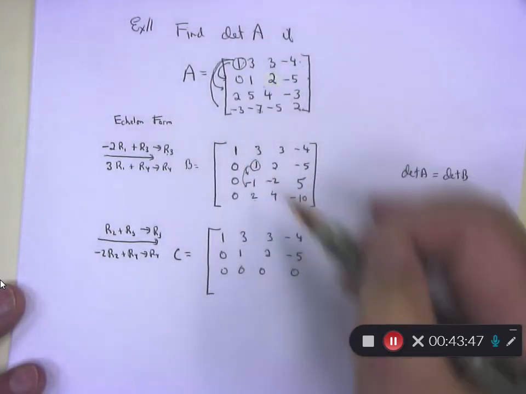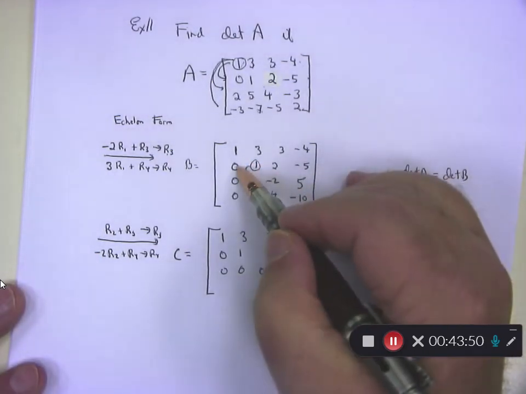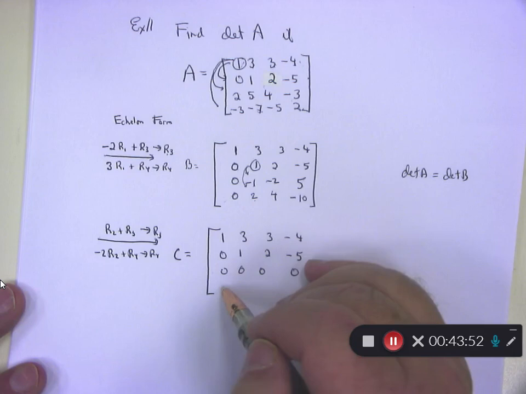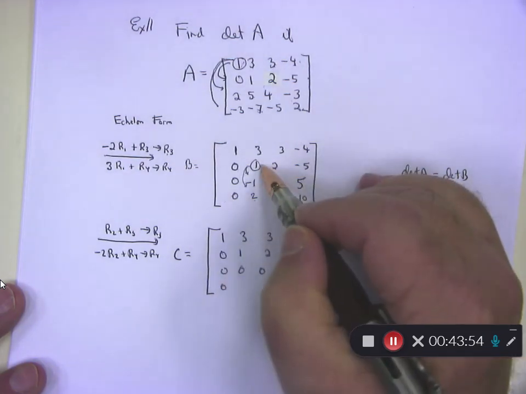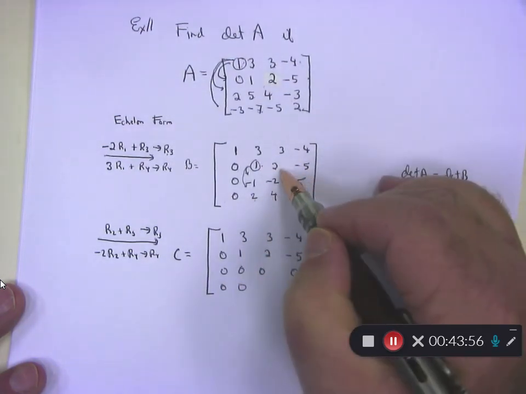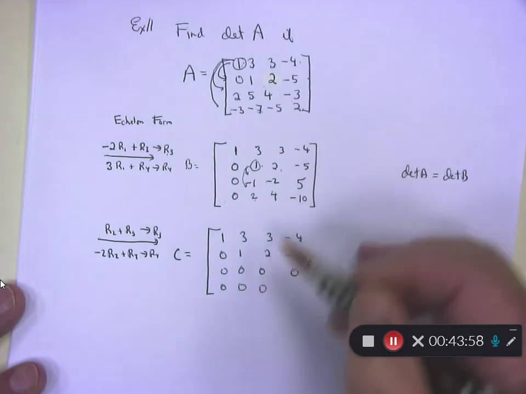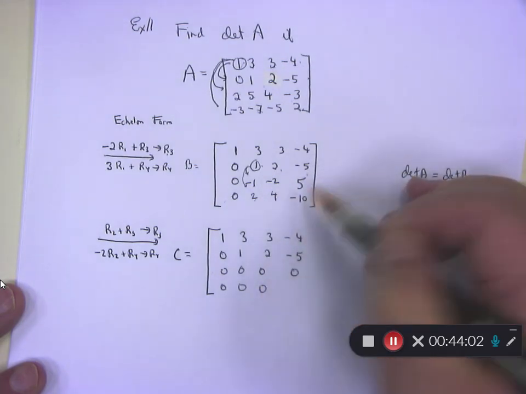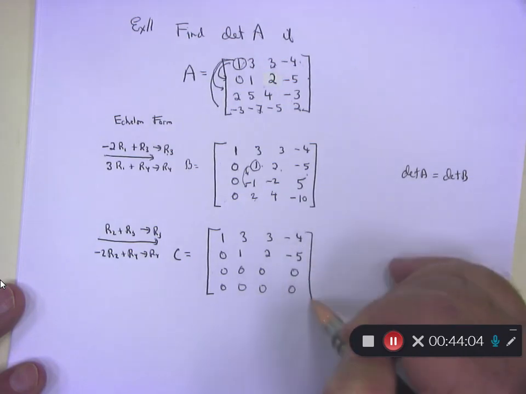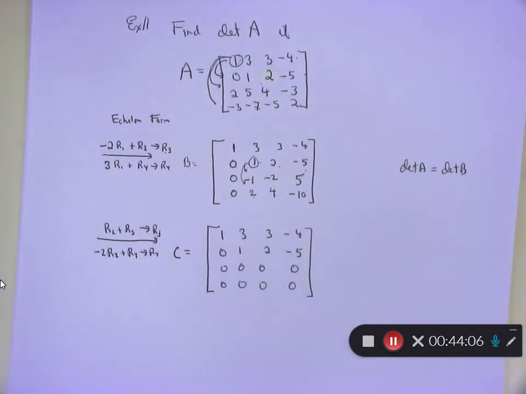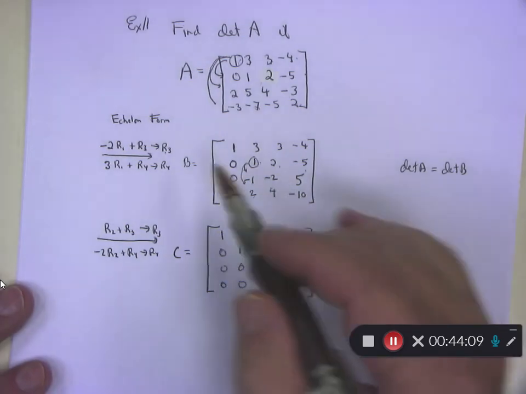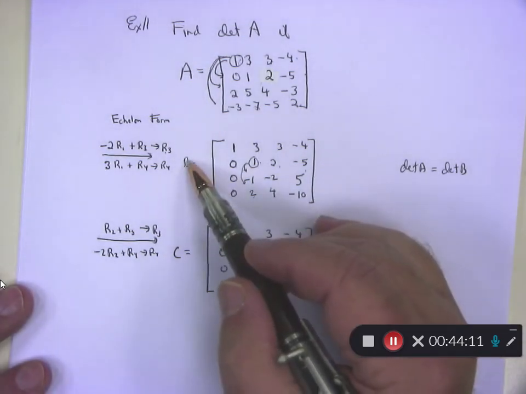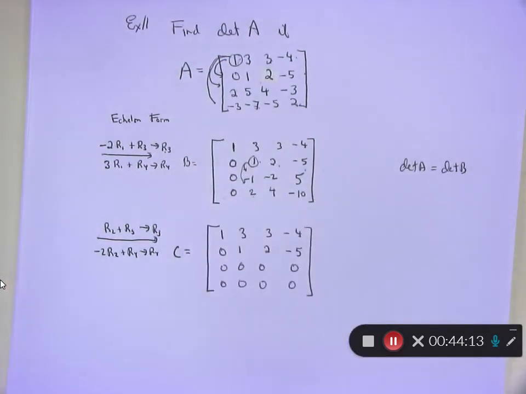And now I'm going to sweep down just to finish my job. Negative 2 times 0 is 0 plus 0 is 0. Negative 2 times 1 is negative 2 plus 2 is 0. Negative 2 times 2 is negative 4 plus 4 is 0. Negative 2 times negative 5 is 10 plus negative 10 is 0. Okay, I got a question for you. What is the difference between the determinant of B and the determinant of C?